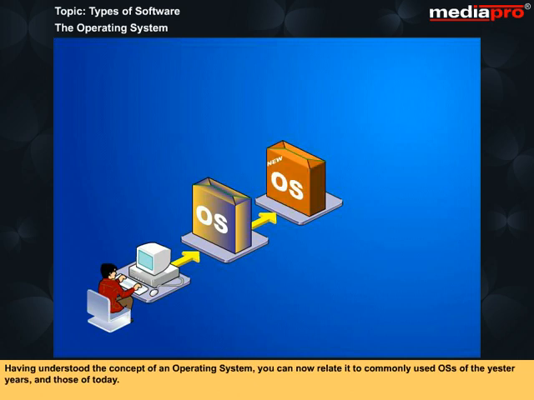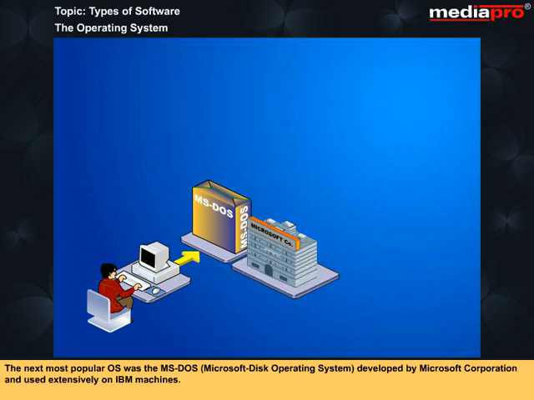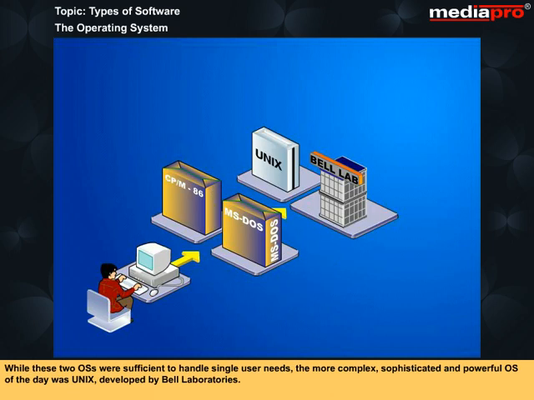Having understood the concept of an operating system, you can now relate it to commonly used OSs of yesteryears and those of today. The CP/M80 was a popular OS for personal computers developed in 1970. It was later upgraded to the CP/M86, although its use was restricted. The next most popular OS was the MS-DOS, or the Microsoft Disk Operating System, developed by Microsoft Corporation and used extensively on IBM machines.